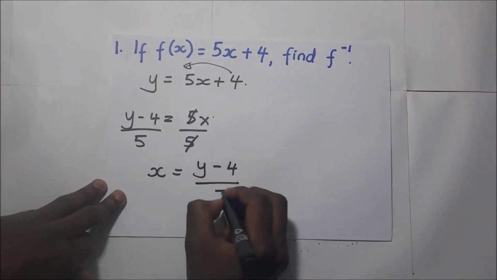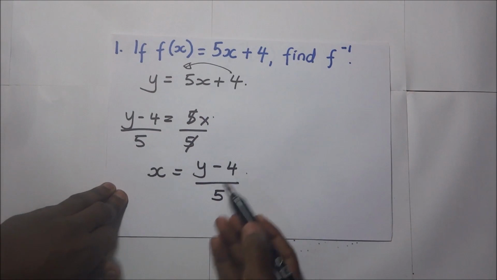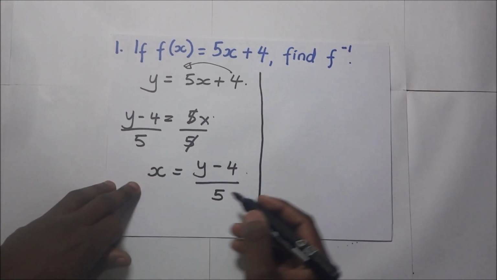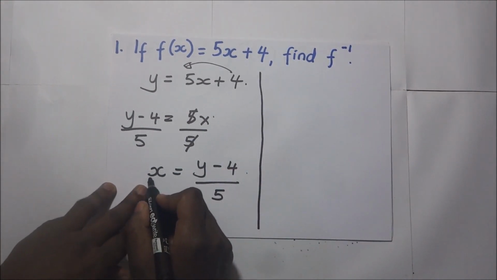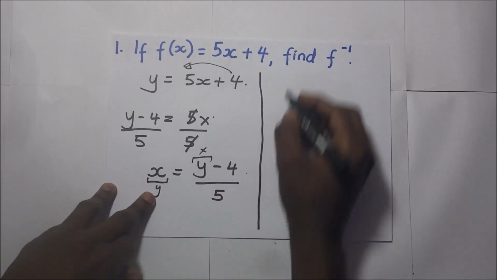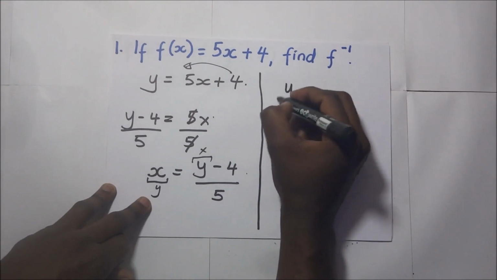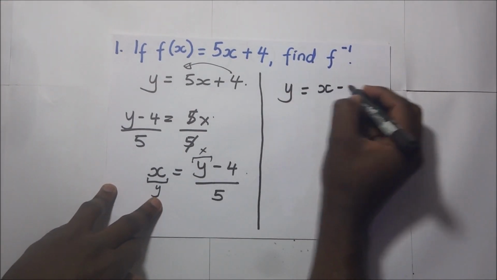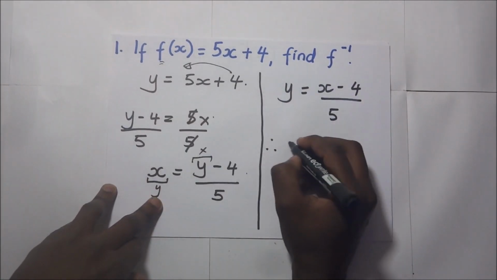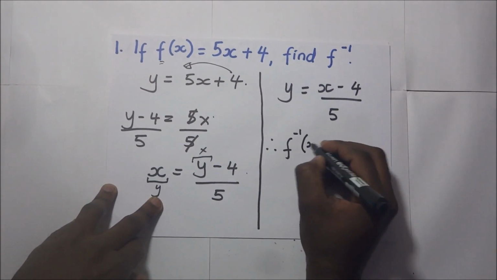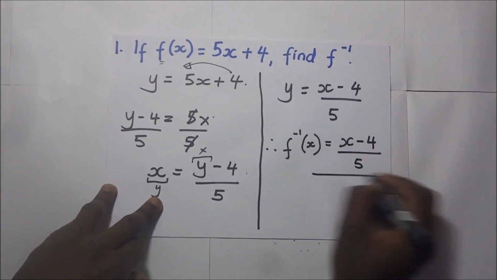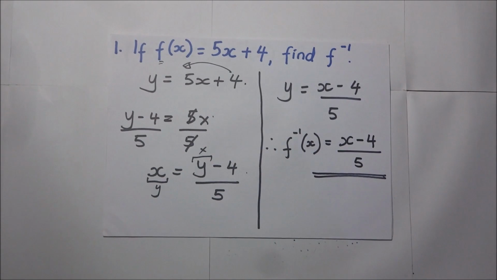Since this is the inverse, it's more like we are trying to flip it or find the reverse. It means that this value of x becomes y and this value of y becomes x. So in our next step we shall say that y is going to be equal to x minus 4 over 5, and therefore the inverse of this function f, where x is the input, is equal to x minus 4 over 5. So this is how we find the inverse of this function algebraically.